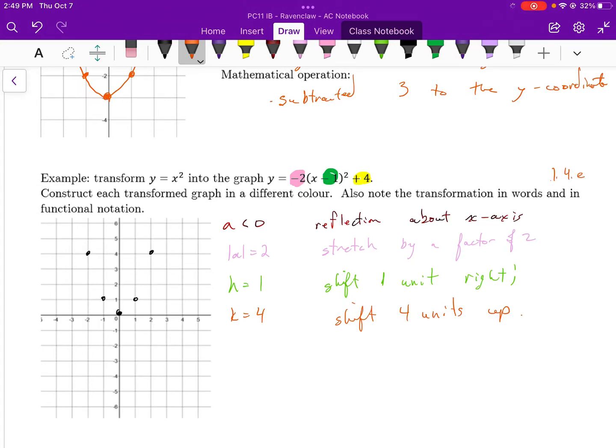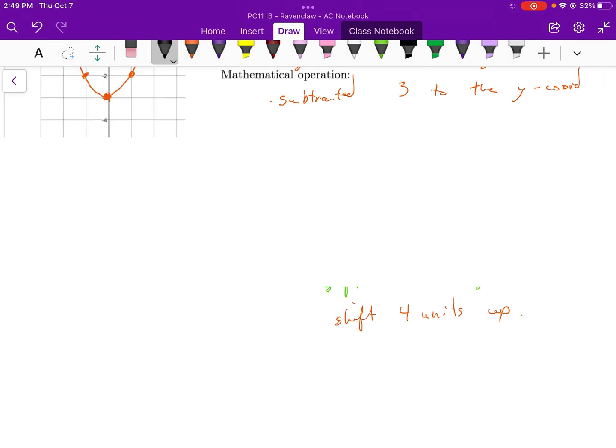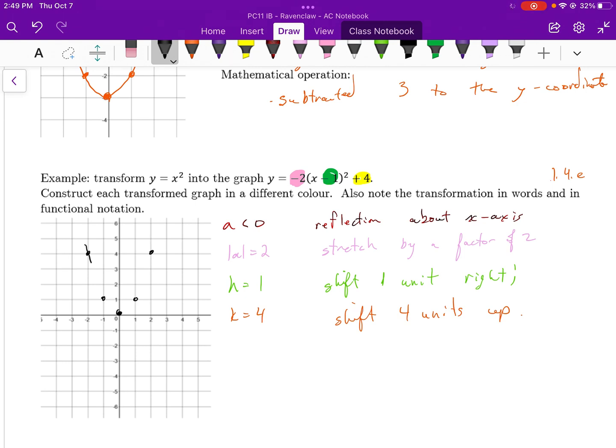All right. In this example, we're going to combine all four transformations in one question. We're going to transform y = x² into the graph y = -2(x - 1)² + 4. First thing we should do is graph y = x². And there it is.